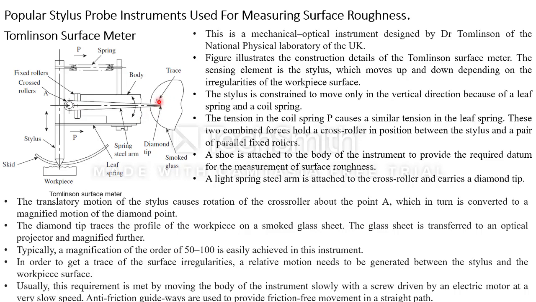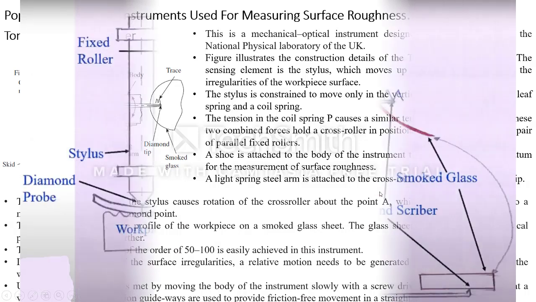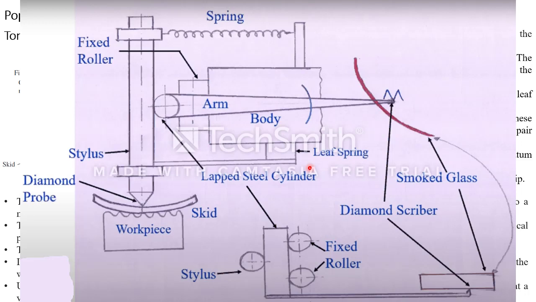So here you will be having one diamond tip, in which whatever irregularities are over the workpiece are magnified and then traced over a smoked glass. So this is my smoked glass. If you just see this diagram, this is my arm, which is connected at one end to this cylinder and at the other end to this diamond.